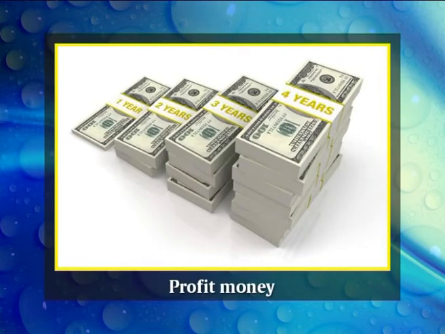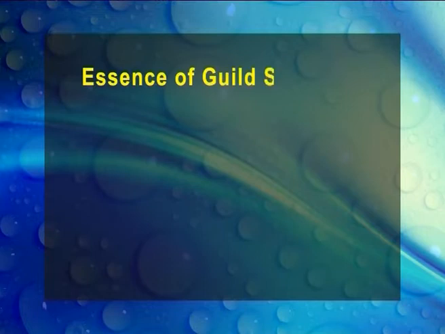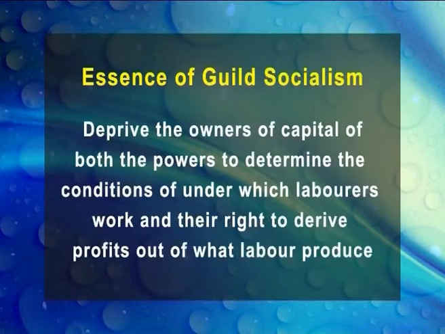The guilds would determine the amount of production and its sale at a particular price. Further, they would decide how much and in what manner the profit money is to be distributed among the workers of the industry, not in the form of wages but as a share of each member in the industry. Thus, the essence of Guild socialism is to deprive the owners of capital of both the power to determine the conditions under which laborers work and their right to derive profits out of what labor produces.